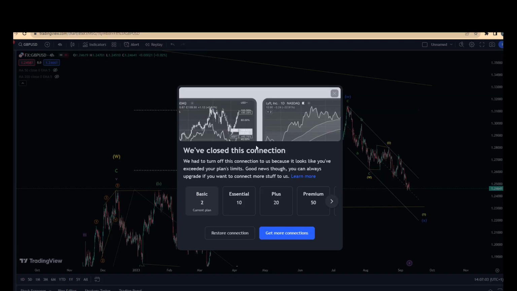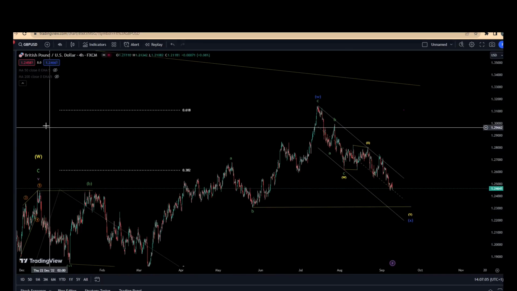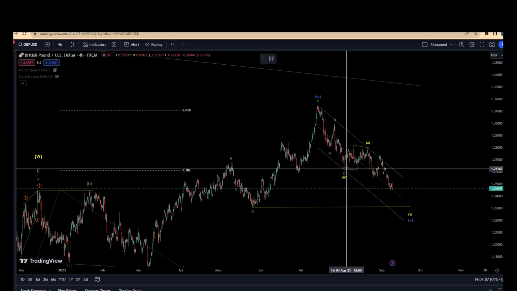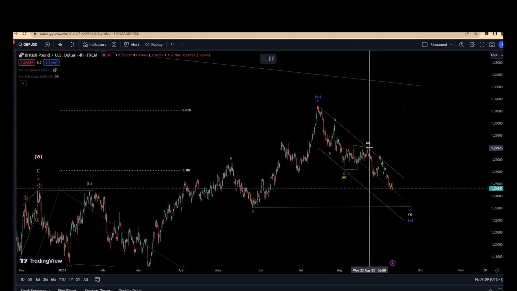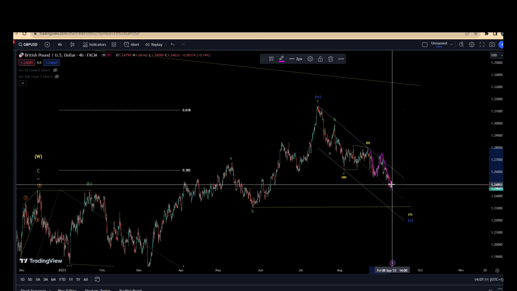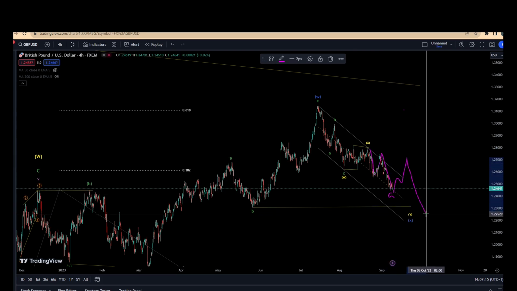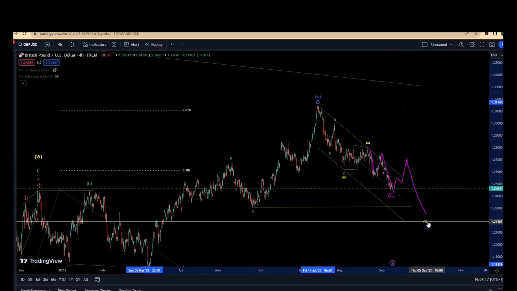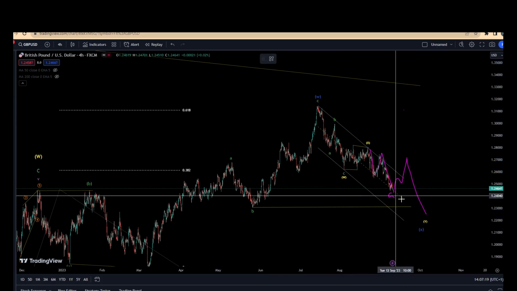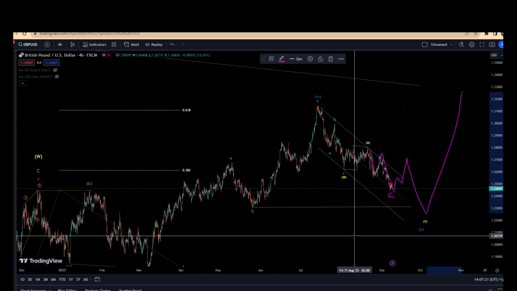Let's move on to pound dollar. So here we are, pound dollar. I did say that we're going to continue going down. We have an ABC into W, ABC into an X, and we're getting these three waves here. This could be a, and then we get three waves up again, and then come back down again for that wave Y, and to complete the wave X before we then continue pushing towards the upside again.